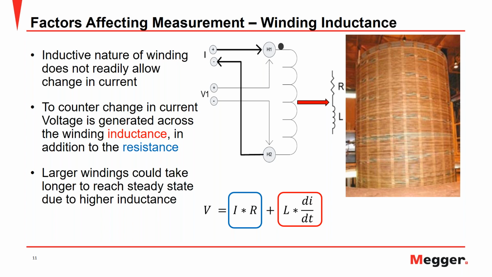So how does the transformer winding counteract that change in current? What it does is it generates a voltage across itself. And now when you're only interested to measure the resistive voltage drop, you also have an inductive voltage drop, as you can see at the bottom of your screen here. And if you have transformer windings that have a higher current rating and a higher power rating, naturally such windings could take longer to give you a stable winding resistance measurement.